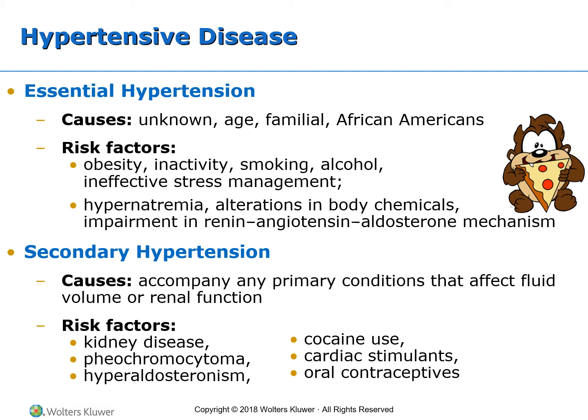Secondary hypertension may accompany any primary condition that affects fluid volume or renal function or causes arterial vasoconstriction. Predisposing conditions include kidney disease, a benign tumor of the adrenal medulla, hyperaldosteronism, which is increased secretion of mineralocorticoid by the adrenal cortex, atherosclerosis, use of cocaine or other cardiac stimulants, such as weight control drugs, caffeine, and use of oral contraceptives.